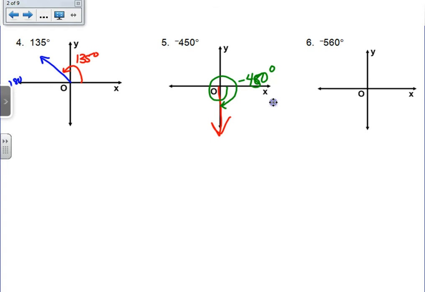Okay, negative 560. So again, I'm going to go clockwise this time because we're going negative, and I'm going to do at least one rotation. Okay, let's see. I need some calculator help. After I go negative 360, how much further do I need to go? Okay, I could do that in my head, I guess. 200 more degrees. So if I go 200 more degrees, what quadrant will you land in? This one right here.